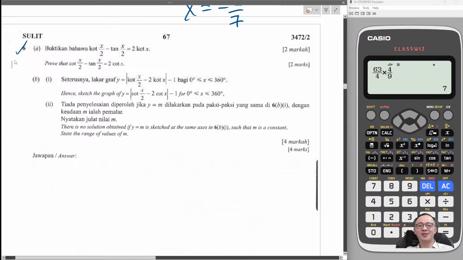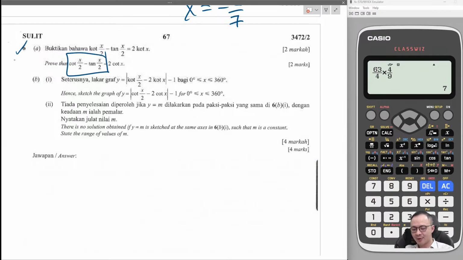Okay, let's do this trigo proof. So I know cotangent is cos x over sin x.